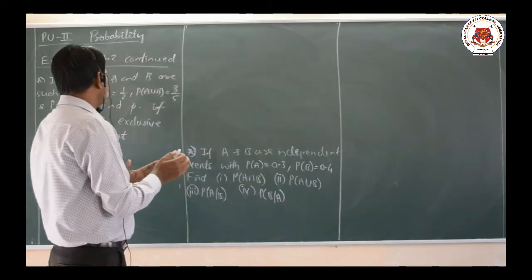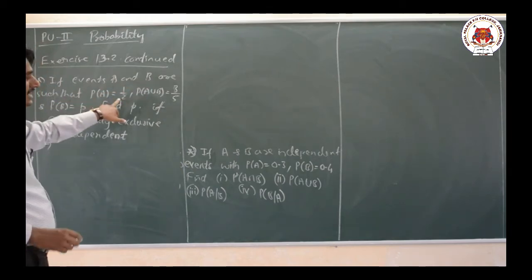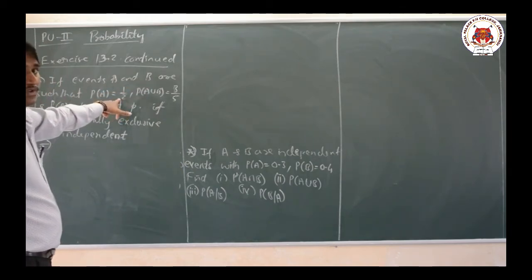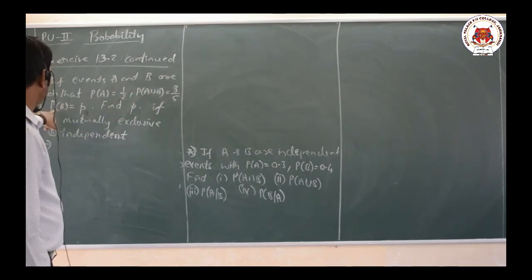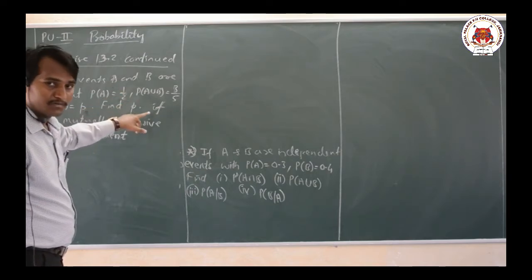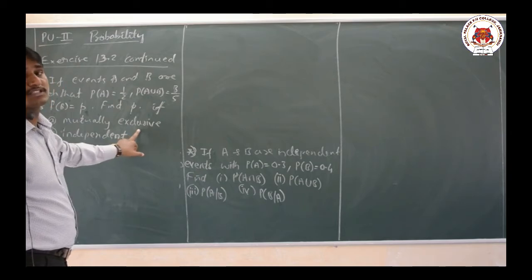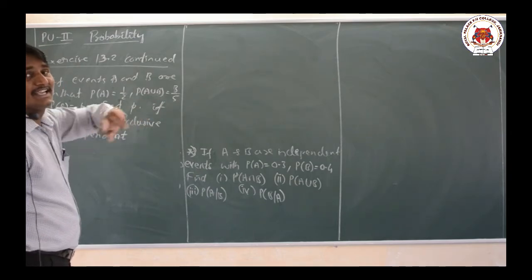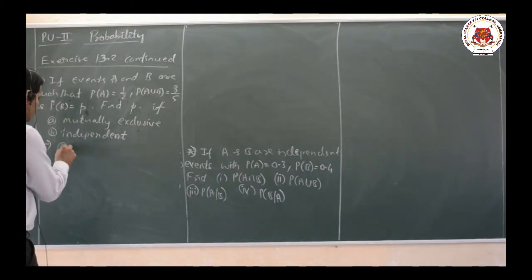Now let us move on to the first one. If the events A and B are such that P of A is equal to 1 by 2, that means probability of A is equal to 1 by 2, probability of A union B is equal to 3 by 5, and P of B is equal to small letter p. Here we need to find the value of p if, first, A and B are mutually exclusive. Mutually exclusive means A intersection B will be the null set here. Let us start with the first one, that is A.